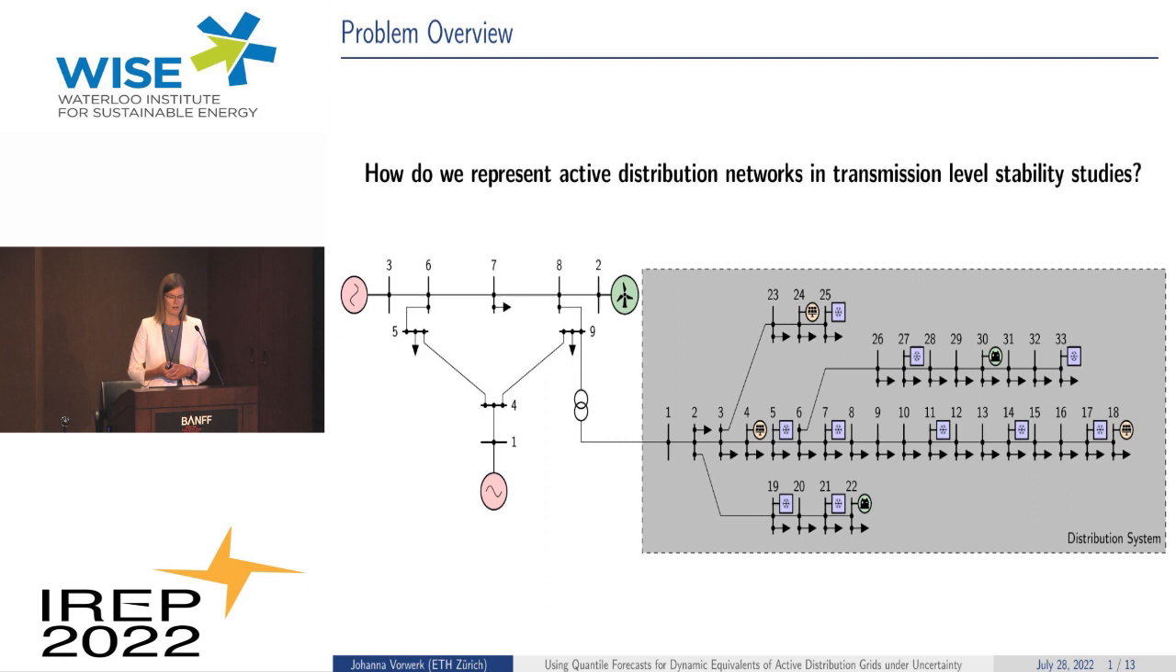Just a bit of background. We're all aware, because we've also heard this on Tuesday already, that we have more and more distributed resources that also supply ancillary services on transmission grid level, which means that if we want to do suitable stability studies, we somehow need to incorporate them in these large systems, which can be a very computationally expensive task.